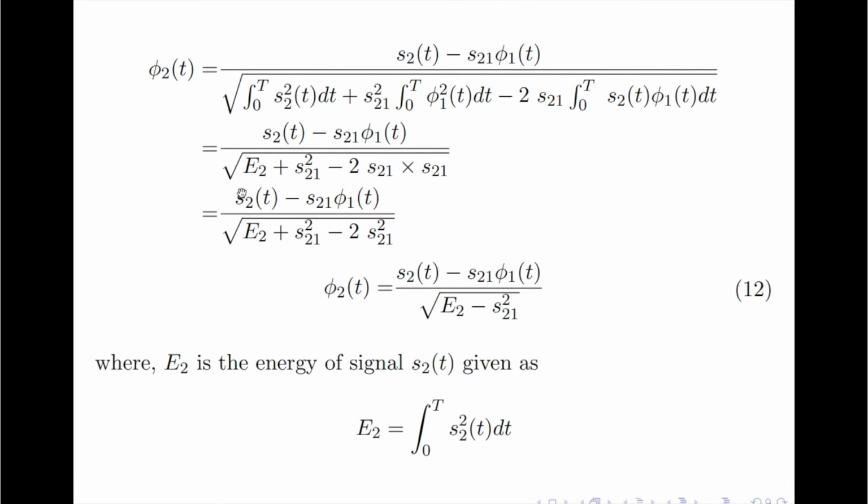So, I can simplify this equation to obtain the final term for the second basis function as phi 2 of t equals (S2 of t minus S21 into phi 1 of t) whole divided by square root of E2, which is the energy of the signal S2 of t minus S21 squared. This is the equation for the second basis function, where E2, as already defined, is equal to integral 0 to capital T S2 square of t dt.